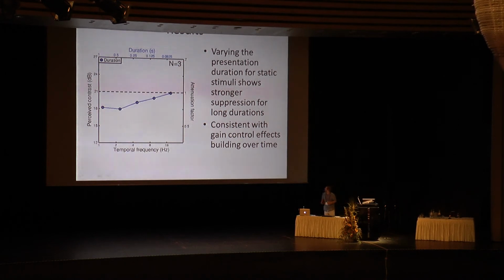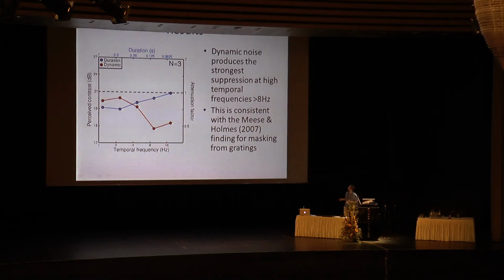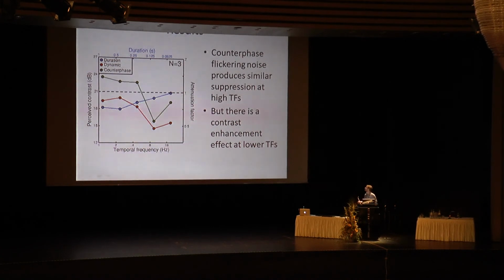What happens if we vary the temporal properties of the mask, though? If we increase the temporal frequency, we tend to get more masking. So the suppression is strongest at temporal frequencies above about 8 Hz, and that's consistent with the Meese and Holmes finding with masking from gratings. If we use our counterphase flickering noise, we see a similar result.